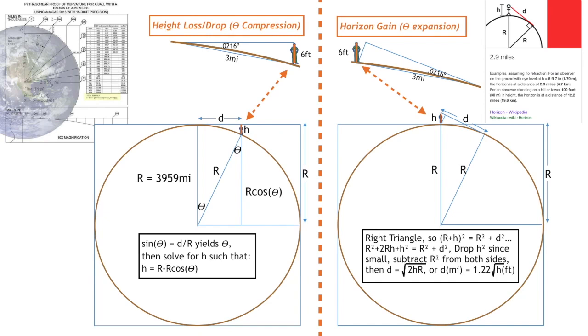The drop h squared is, since it's small, you can just subtract it from r squared from both sides, and then d becomes the square root of 2hr, or distance in miles is equal to 1.22 times the square root of height in feet. So if you just plug in your height in feet above the surface of the circle, you will get the distance d across which you can see. And you can see the exact same formula here on the Wikipedia horizon example, saying that the average person, say about 6 foot, can see about 3 miles, which is again just angular resolution.